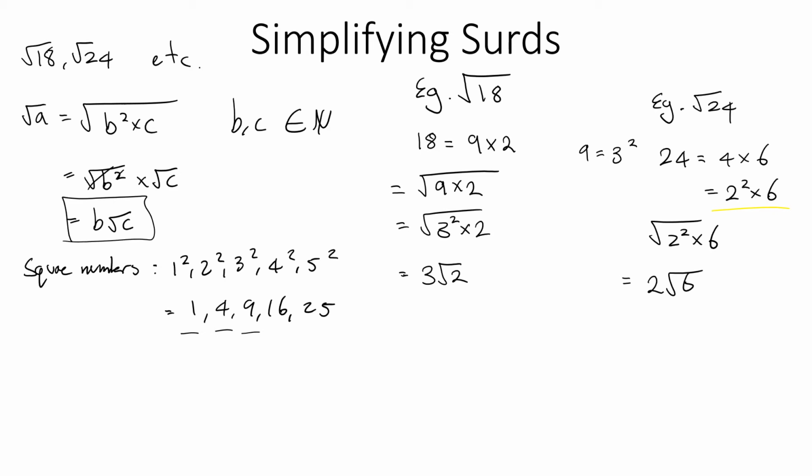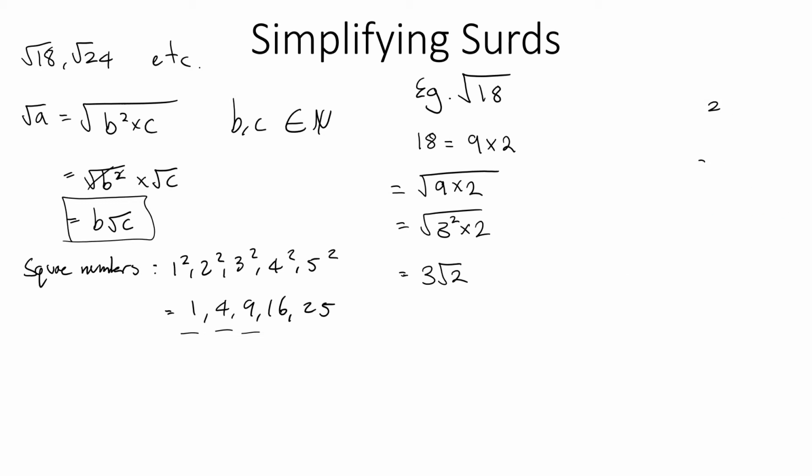Now, if we have trouble expressing the number inside the square root as a product of a square number and another number, we can use something called prime factorization. This is a method that allows you to express the number inside the square root as a product of prime numbers. Okay, so I'll take you through prime factorization.